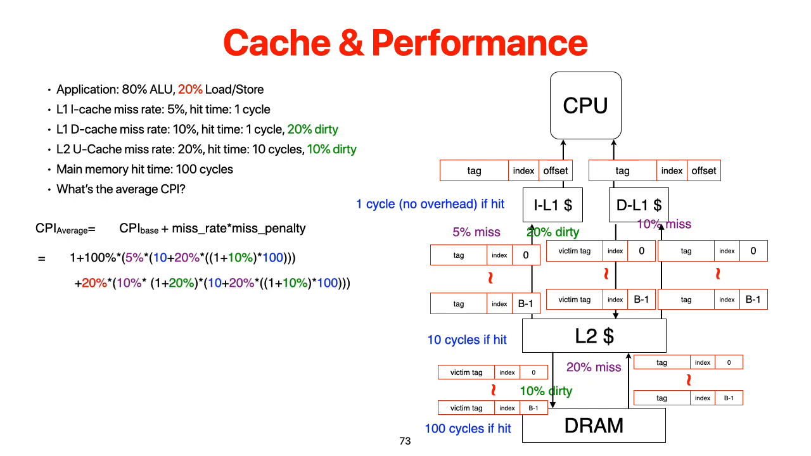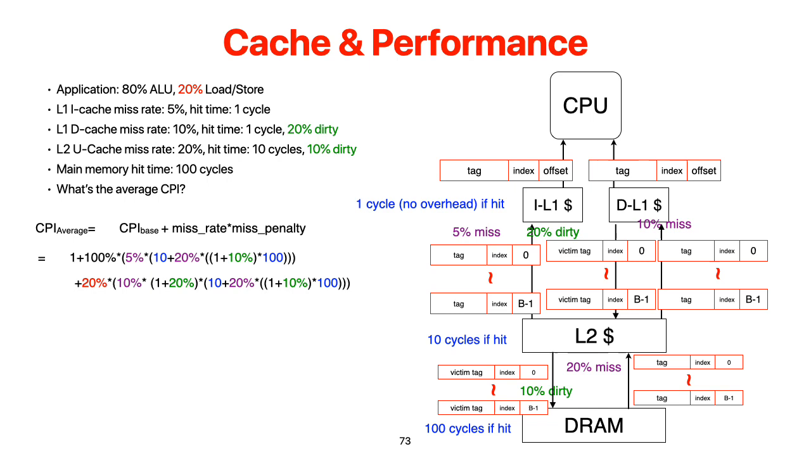So it turns out the calculation would be: 20% of the load store instructions, 10% of them would at least require 10 cycles. However, it's not only this 10%, because 20% of this 10% will have an additional access to the L2. And when you access L2, it's not just the 10 cycles, but also 20% of the time you will have to access the DRAM.